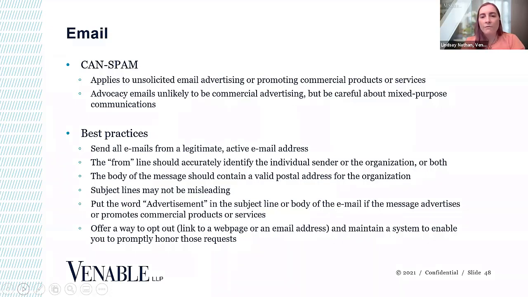If you are advertising some sort of promotional product or service, you should include "advertisement" in the subject line or somewhere in the body of the email. And then obviously you have to have an opt-out, and it should be a simple way to opt out of those mass email messages.